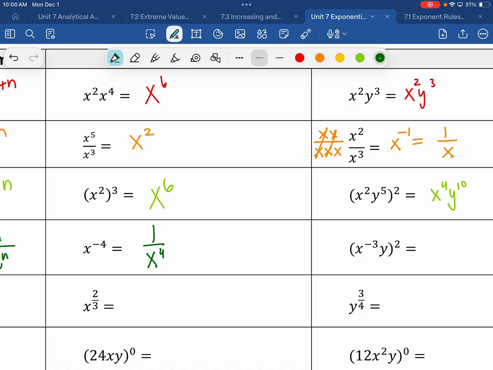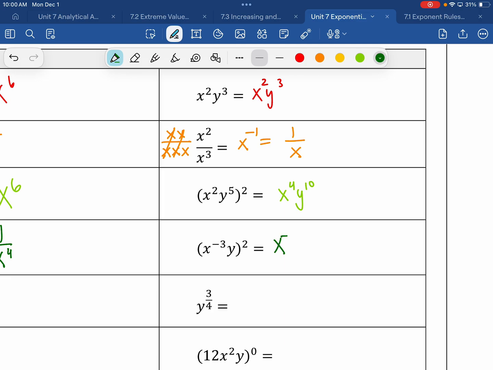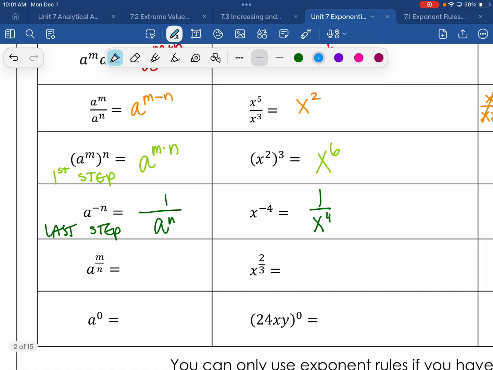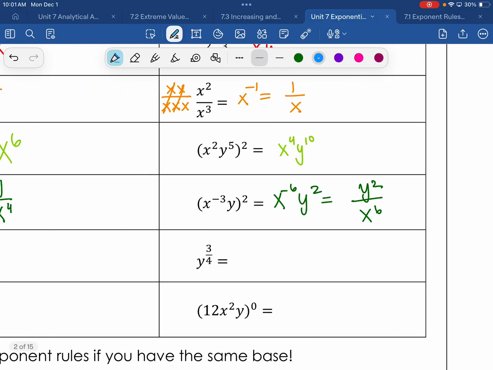Over here, remember I said negatives are going to be the last step. So I'm going to do the 2 first. So 2 times negative 3 and 2 times the y. And then I'm going to move the negatives to the bottom. So only x gets moved to the bottom, y gets to stay on the top because it is not a negative exponent. Y squared over x^6.